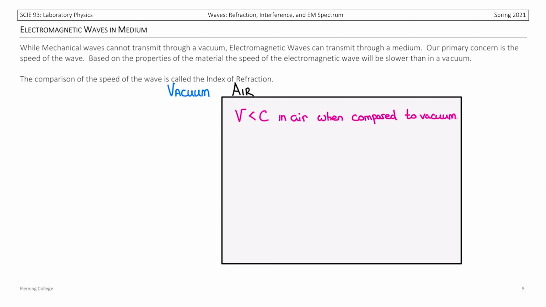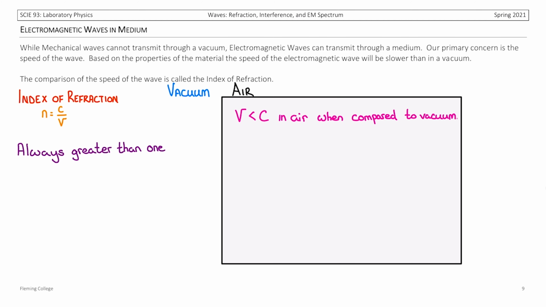The comparison of the speed of light in a vacuum and the material is called the index of refraction, and it's calculated using n is equal to the speed of light in vacuum, which is c, divided by the speed of light in a material, which is v. v will always be smaller than c in any material because it's comparing to the fastest possible speed of light, which is in a vacuum, which means n will always be greater than 1.